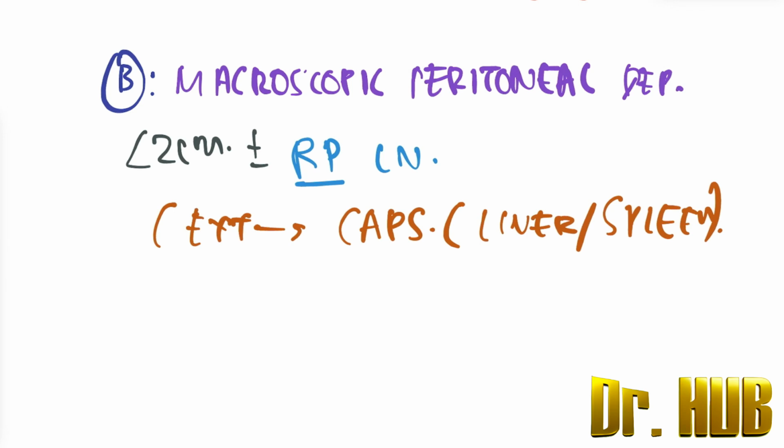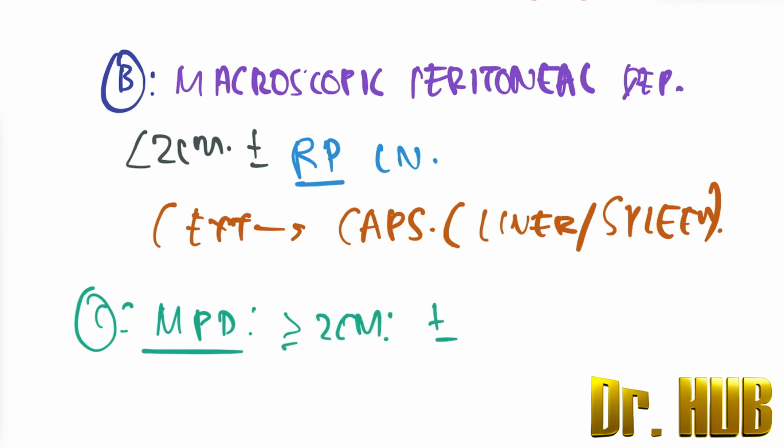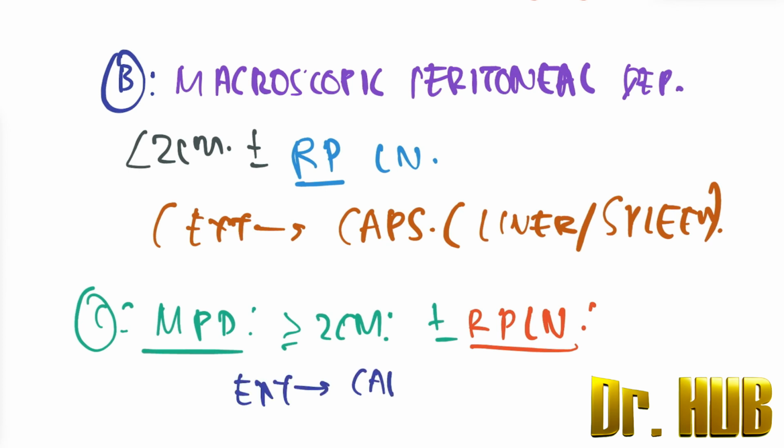Then we move on to type C. Under type C, it is again macroscopic peritoneal deposits greater than or equal to 2 centimeters, and again plus or minus positive retroperitoneal lymph nodes, RPLN. And it includes the extension into the capsule of the liver and spleen.